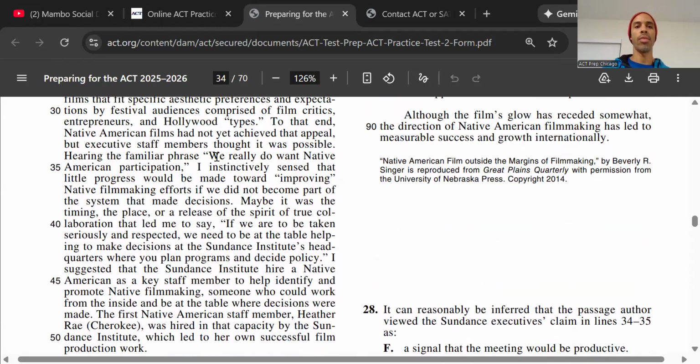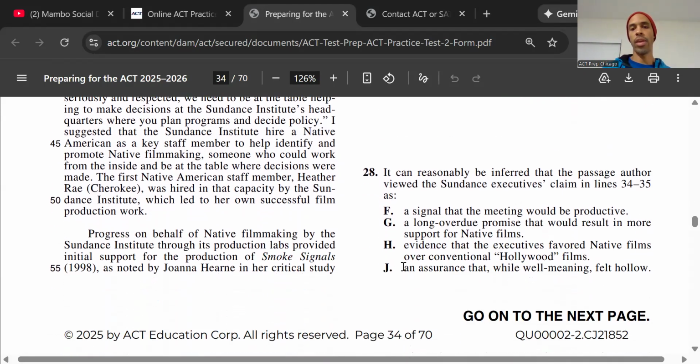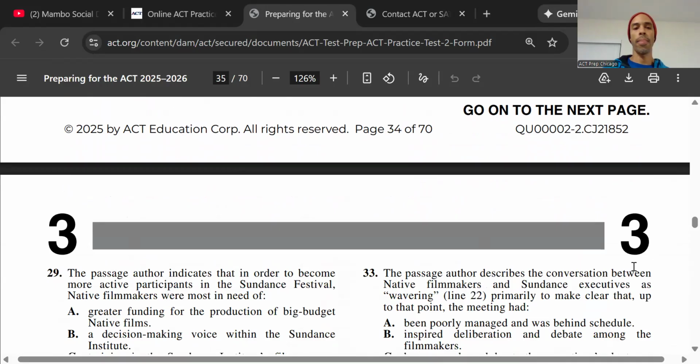We really do want to. That's why he put in quotation marks. He says after that, I simply sensed that little progress would be made toward quote unquote improving. He's using quotation marks to show, hey, I don't really believe that. So J, an assurance that was well-meaning felt hollow, meaning that it wasn't really going to be executed.